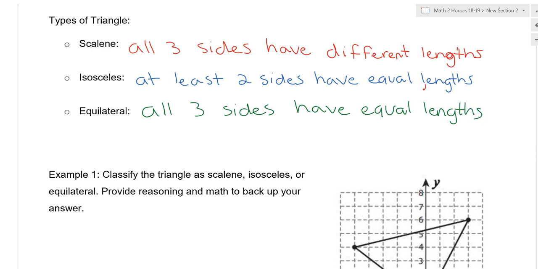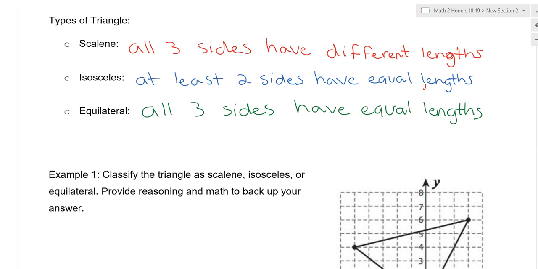For the purpose of this class, we are going to say that an equilateral triangle is also an isosceles triangle, because if all three sides have the same length, then at least two sides have equal lengths. But if it's asking you to classify the triangle as specifically as possible, and it is equilateral, then you should say that it's equilateral. But if you're proving a triangle is isosceles, and it's equilateral, then it's also isosceles. So it won't come up too much, if at all, but just something to keep in mind.